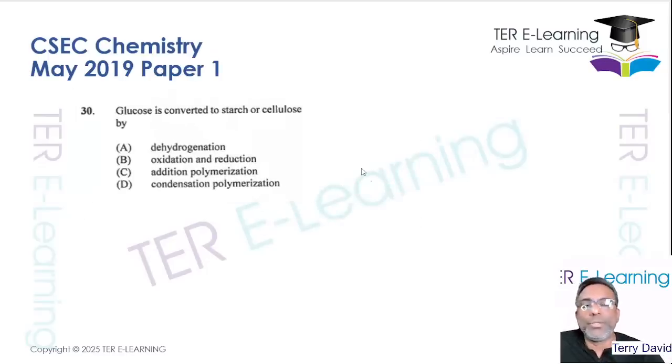Question 30. Glucose is converted to starch or cellulose by what? So you're taking glucose and you're trying to make starch. What's happening in that reaction there?